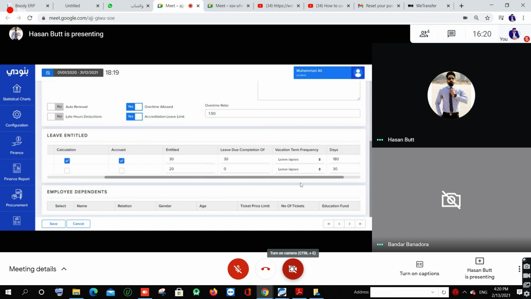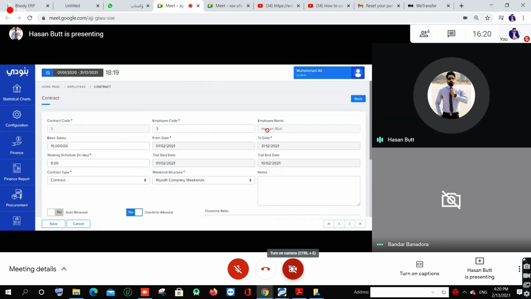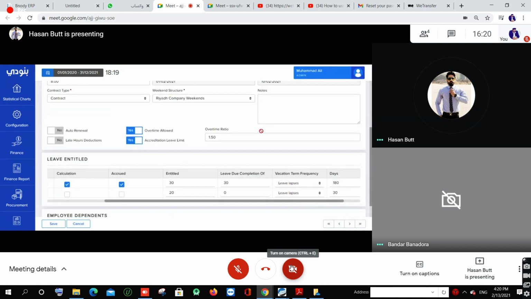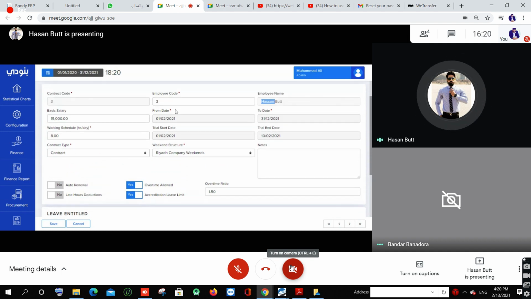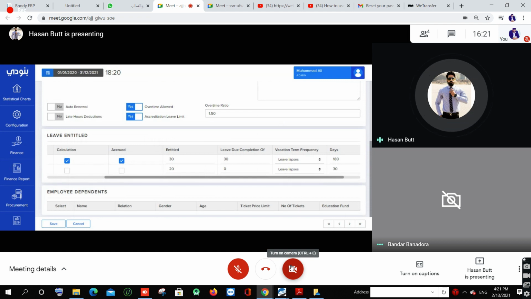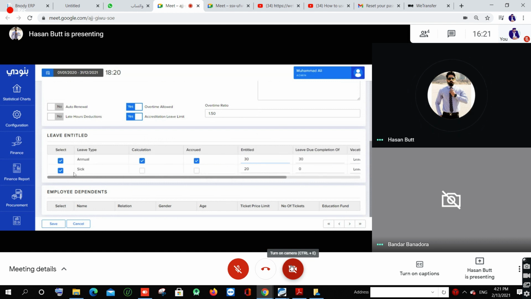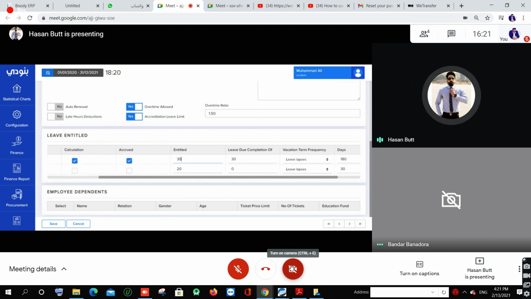Yes. And after that, this is the entitled. Entitled means how many leaves are given by the company to this employee per year, because the contract is per year, right? This is the from and to. This is the 1 year contract, and during the 1 year contract, he is entitled to 30 days of leave. Annually, he can take 30 days of leave.